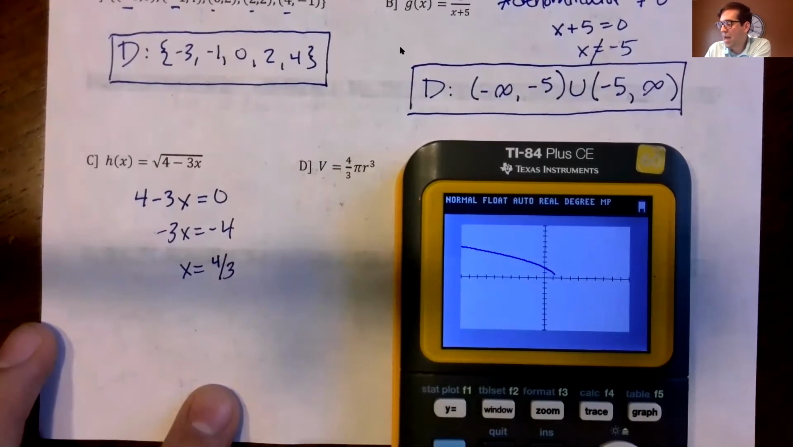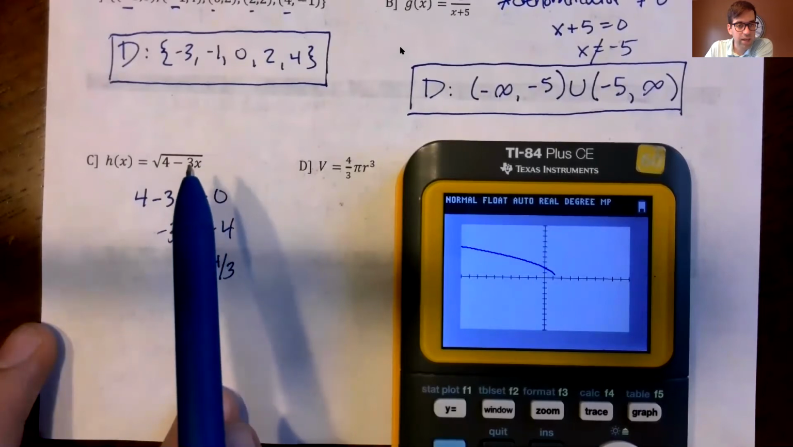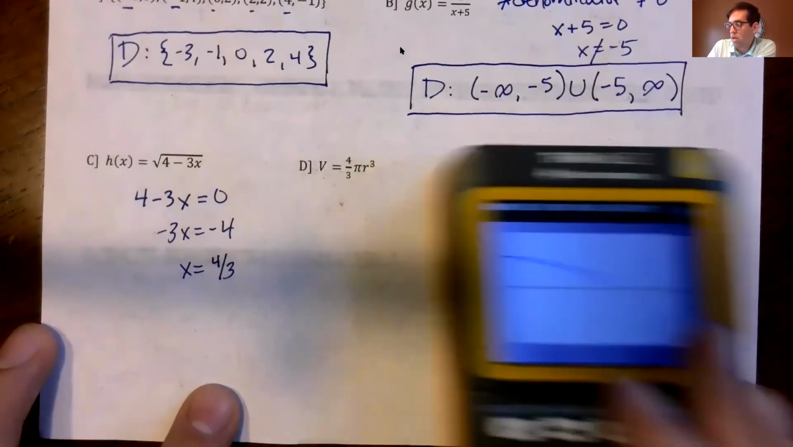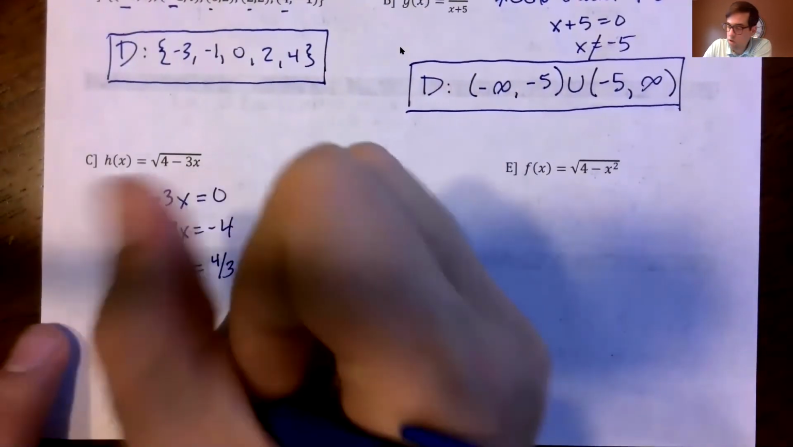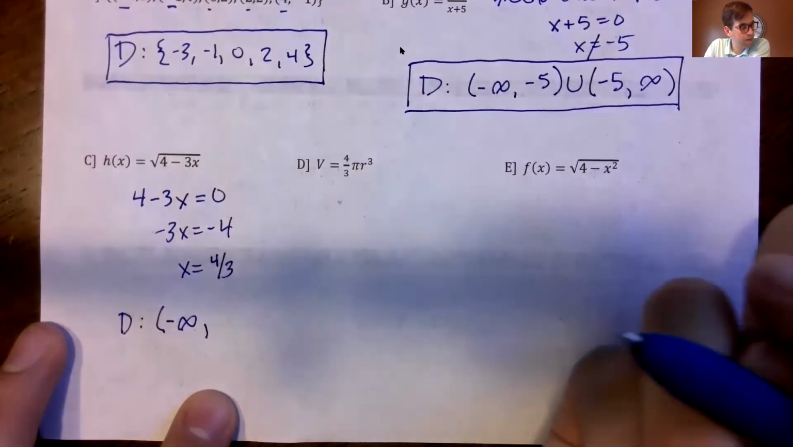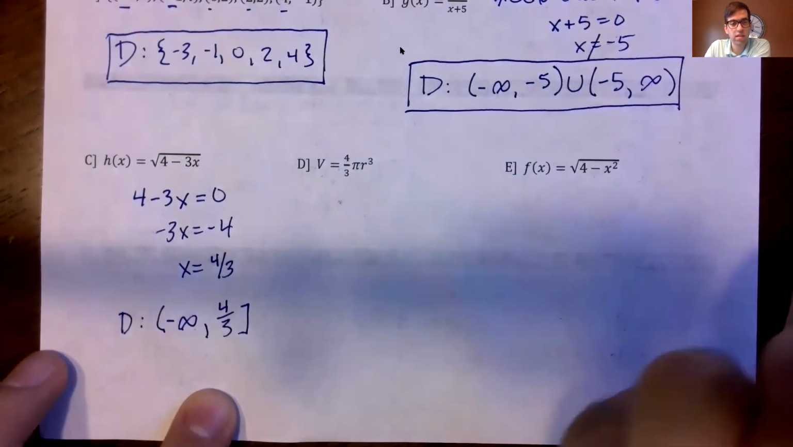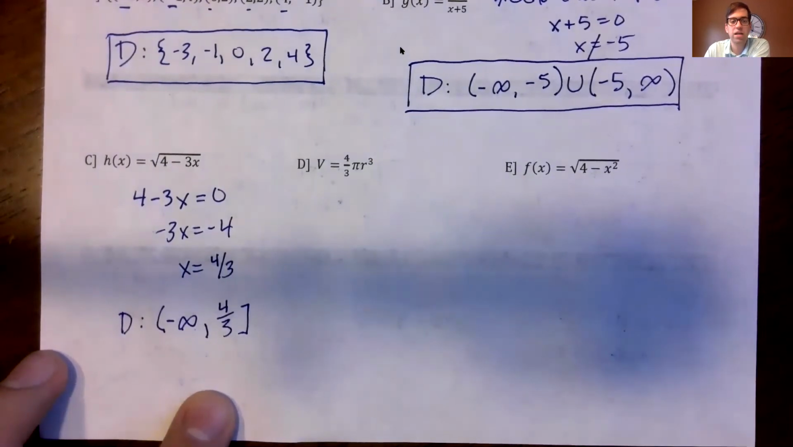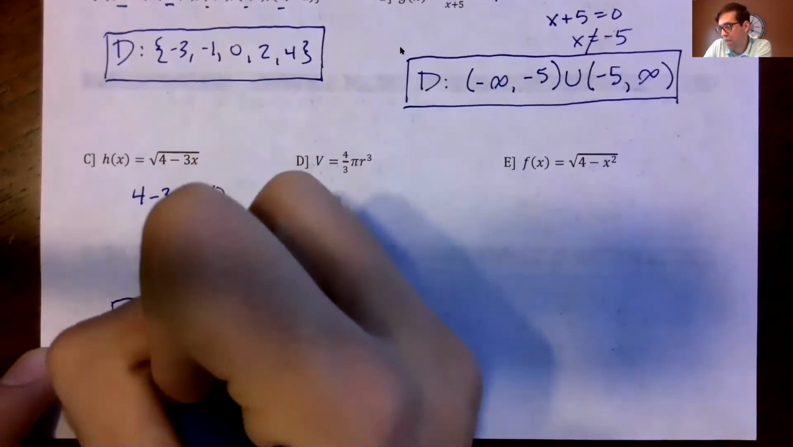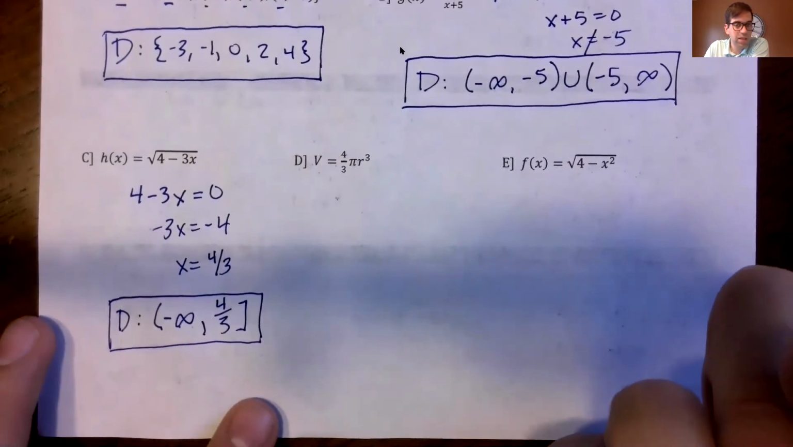Now, does it exist at 4/3? You can take the square root of 0, right? If I plug 4/3 in for x, I get 3 times 4/3 is 4, so 4 minus 4. Square root of 0 is 0. So I'm allowed to do that. So for the domain for this one, based off the graph, we go from negative infinity, and then we stop at 4/3, including the 4/3, because 4/3 does exist. It gives us a y value of 0. So it works. But it does not pick up again. That's the end.